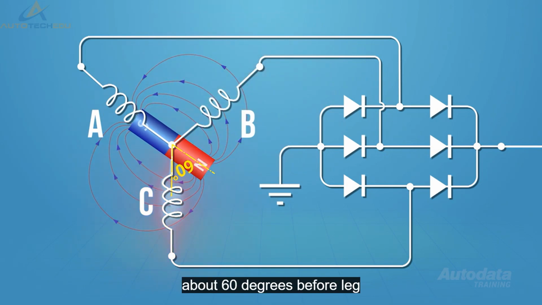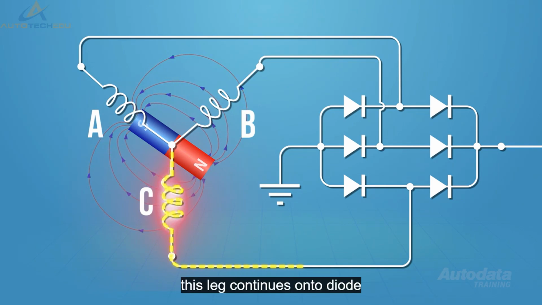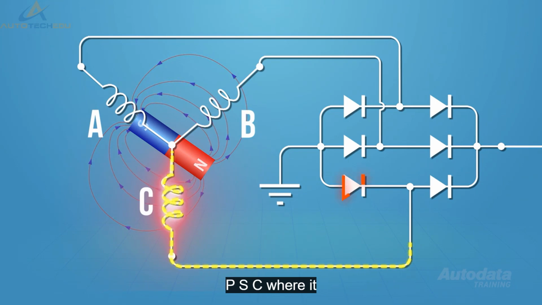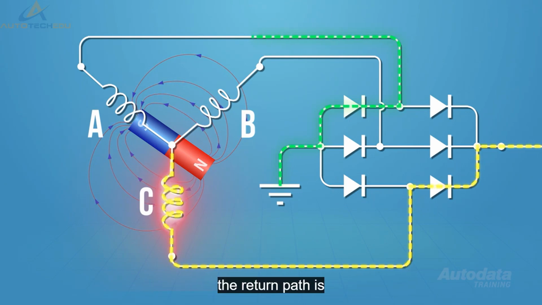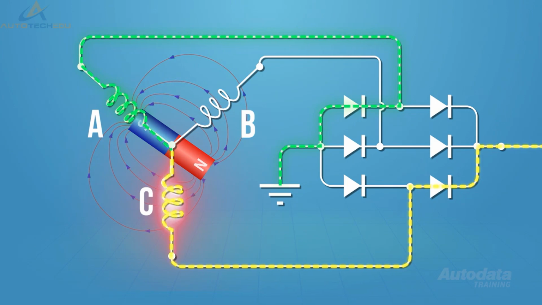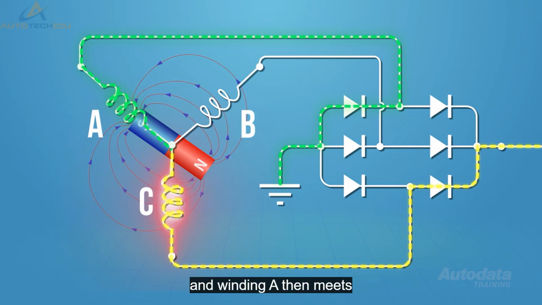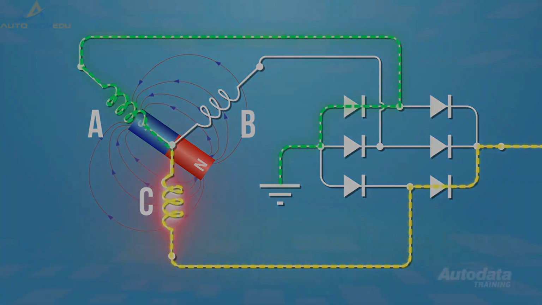As the rotor reaches about 60 degrees before leg C, current begins to flow from this stator coil. The current flow for this leg continues on to diode pair C, where it can only flow to B positive as it's again blocked by the negative biased diode. The return path is via ground point A, then negative diode A. Current travels through stator winding A, then meets leg C at the star point, completing the circuit.